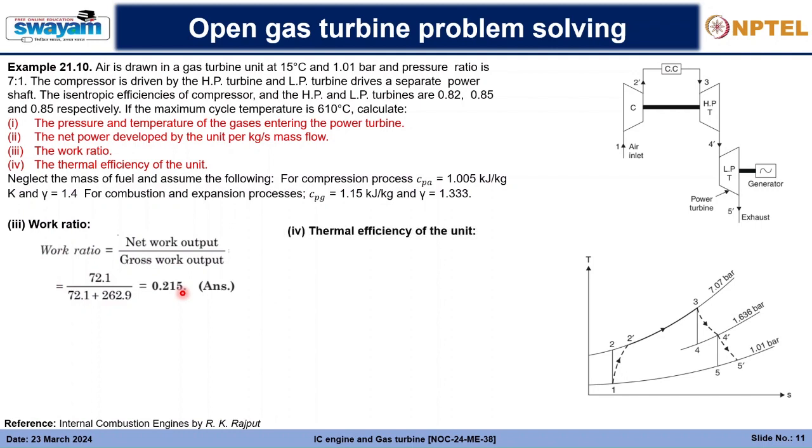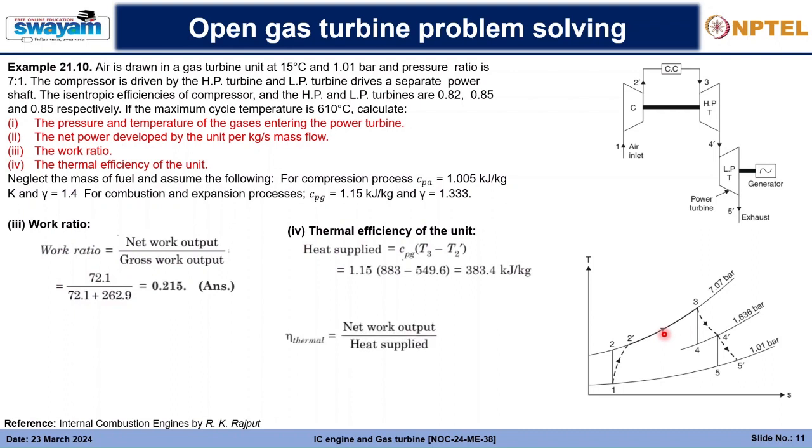Next, we'll calculate the thermal efficiency of the unit. For thermal efficiency we have to calculate the heat supplied, and the heat supplied will be given by the temperature difference T3 minus T2 dash into the Cp g. So that is equal to 383.4 kilojoule per kg. Next, we need to find the total efficiency, the net work output divided by heat supplied, that will be amounting to 18.8%.